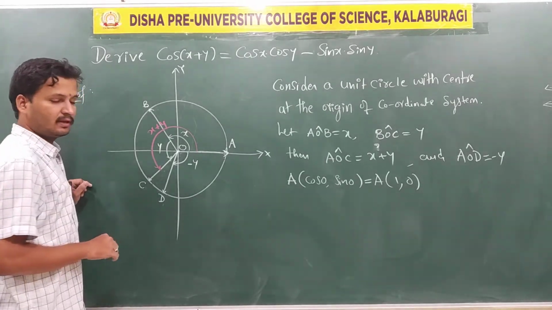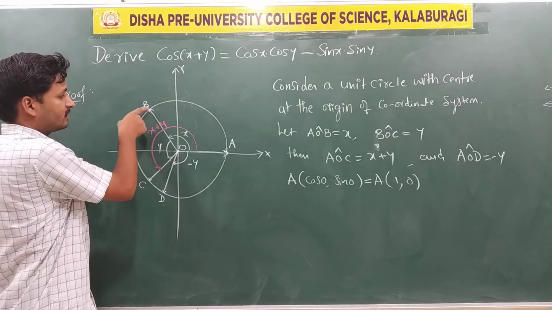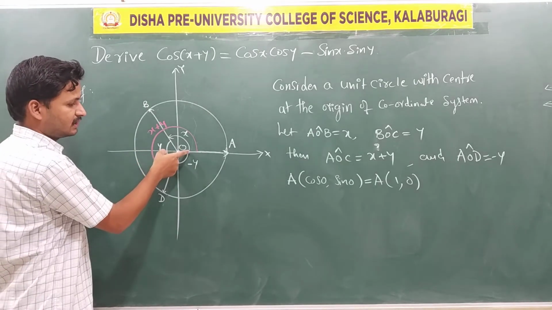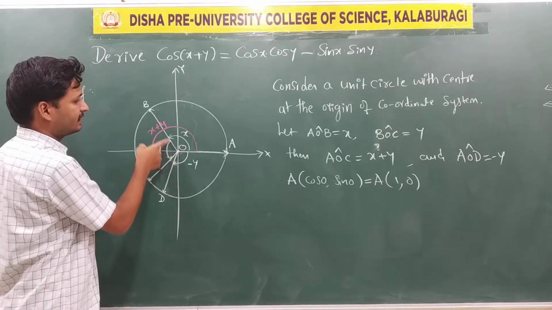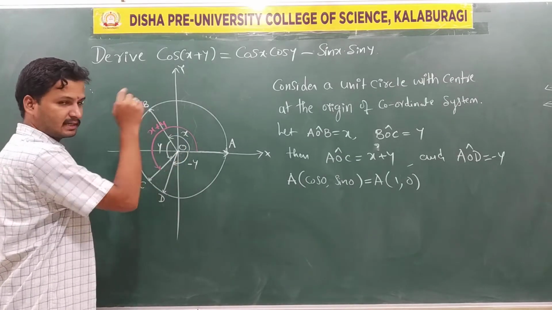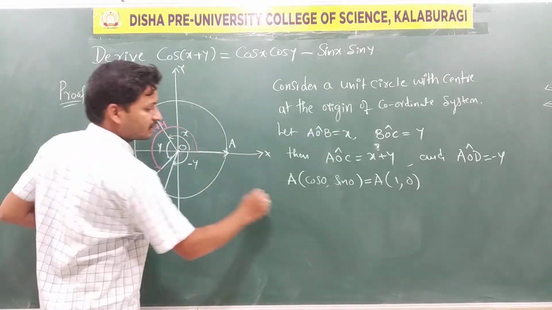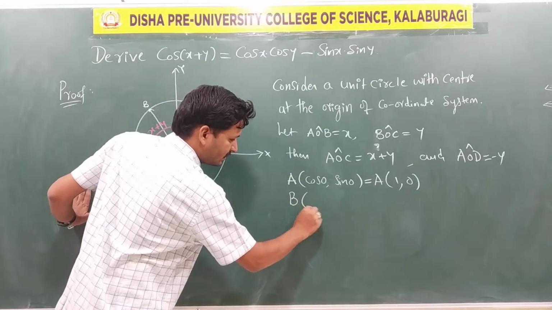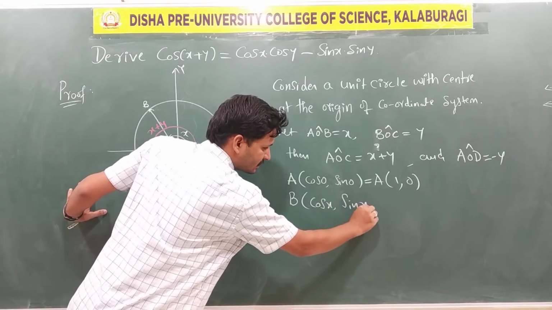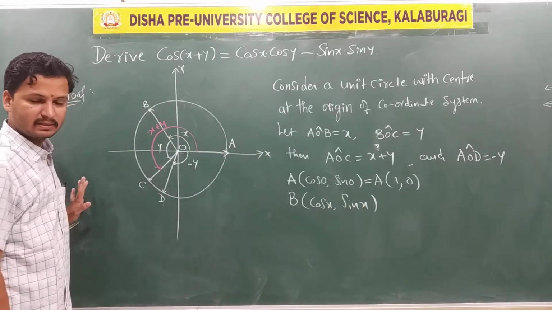Then next, the coordinates of the point B. See, the angle between the initial line and the terminal line, that is OB. The angle between OA and OB is x. So then the coordinates of the point B can be written as cos x comma sin x. Cos x comma sin x.